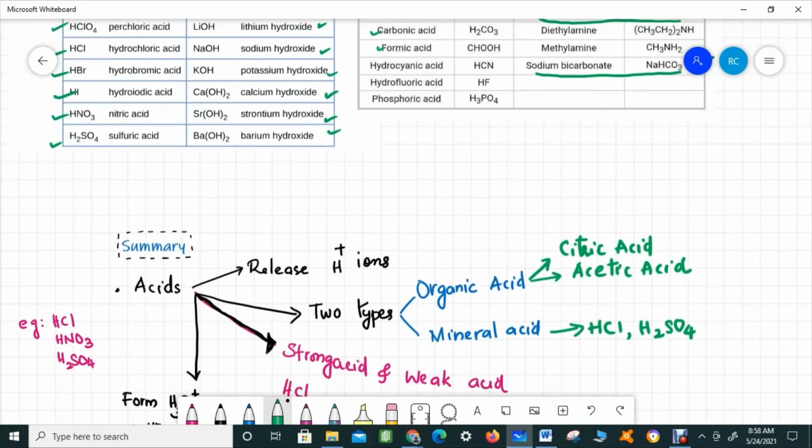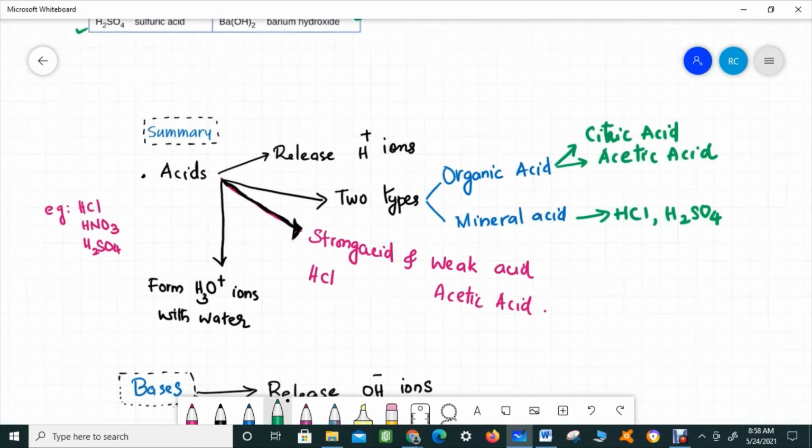So what are the points we have learned today? Acids means they release H plus ions. Okay. Now, there are two types of acids, organic and mineral acids. Organic acids, for example, citric acid, acetic acid, malic acid, tannic acid, etc. Mineral acids come from the minerals present in the earth's crust. Okay, these are man-made acids, or otherwise we call inorganic acids. HCl, H2SO4, HNO3, etc.